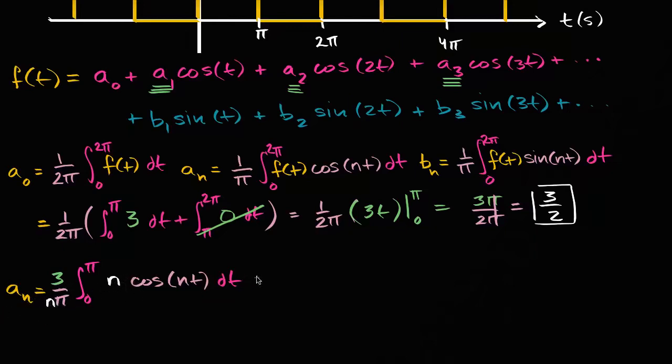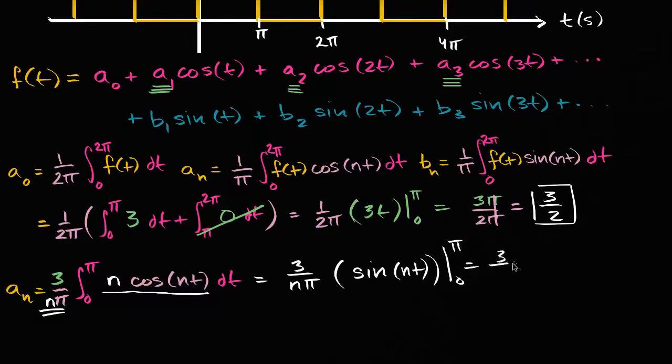And so this is going to be equal to 3 over n pi, that's just what we had out here, times, well, the antiderivative of this business is going to be sine of nt, and we're going to evaluate from 0 to pi. So this is going to be equal to 3 over n pi times sine of n pi, well, that's going to be 0 for any n, minus sine of 0 times n. Well, that's going to be 0 for any n. So all of this is just going to be 0. So a sub n is going to be equal to 0.